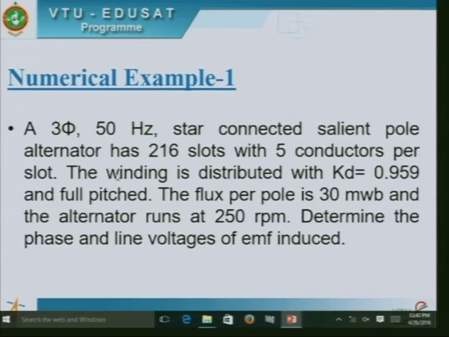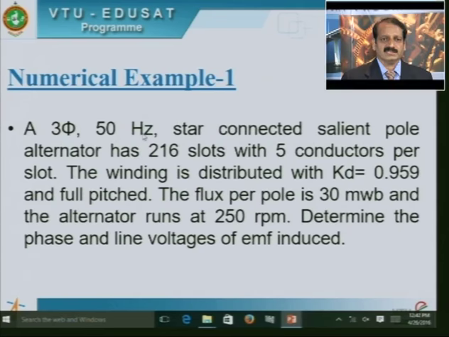So, let us consider one numerical example. A 3-phase 50 Hertz star connected salient pole alternator has 216 slots with 5 conductors per slot. The winding is distributed with the KD, this is distribution factor, it is already given here, and full pitched. The flux per pole is 30 milliwebers and the alternator runs at 250 rpm. Determine the phase and line voltages of EMF induced.